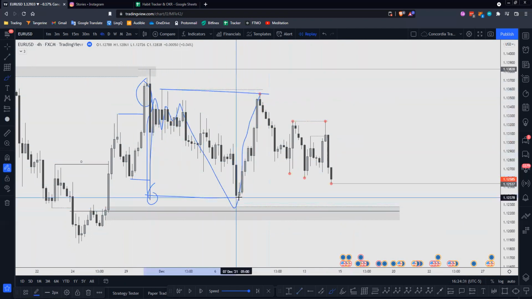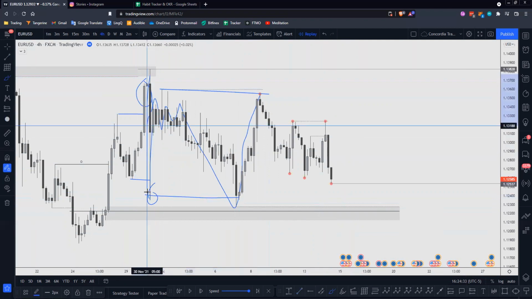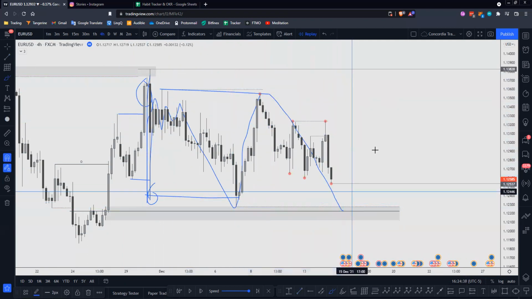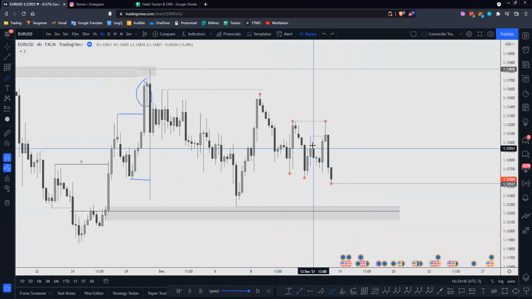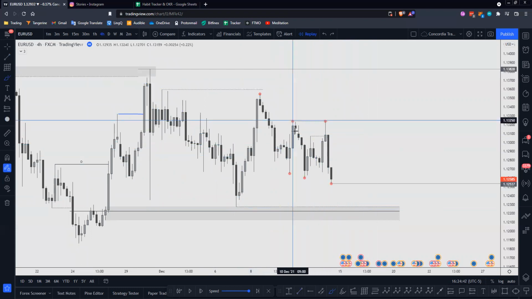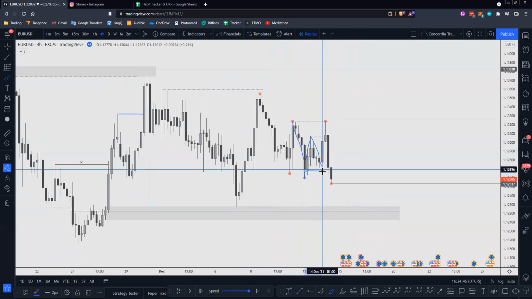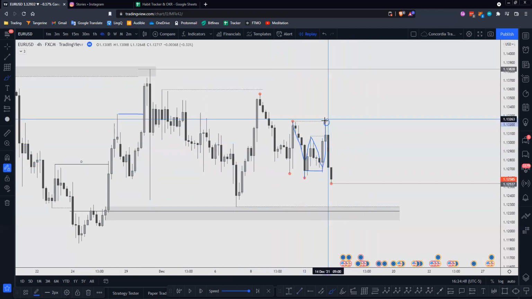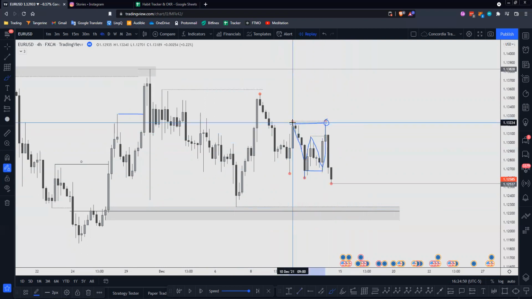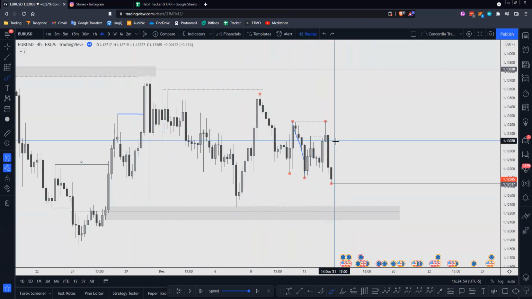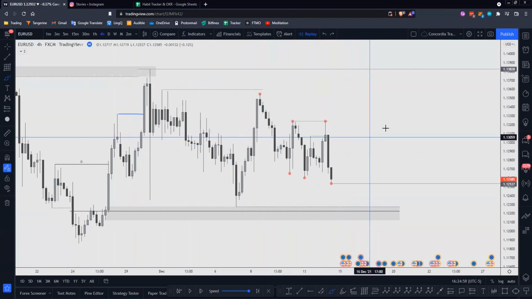So this is all just a corrective structure, whereas this was the impulse, and now we're getting another impulse down to break this leg. So it's the same thing that's happening right here, where you can see it, where we have an impulse, we have this complex pullback that failed to break this low, went back up, mitigated some point up here, and then went down. So it's the same thing on a higher time frame. We have a little bit of a fractal price action going on here.